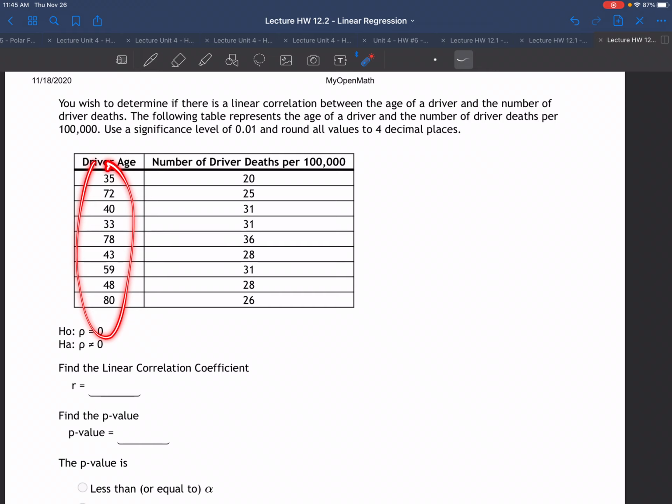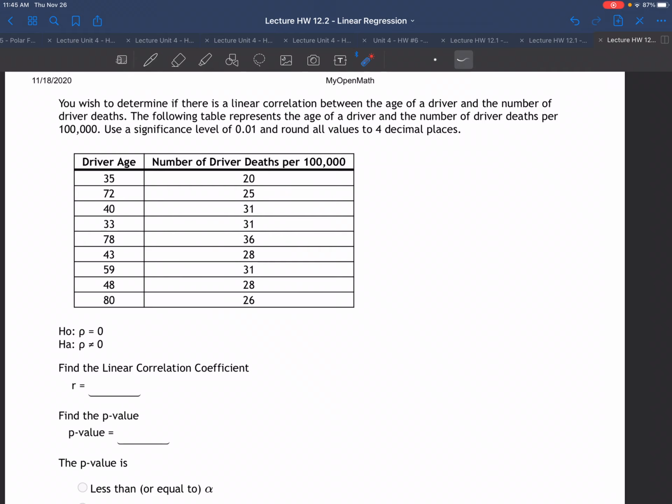So we're asking, is there a connection between the age of the driver and the number of deaths? Like, as we get older, do we cause more deaths on the road? Or younger, do we cause more deaths on the road? Which one is it?